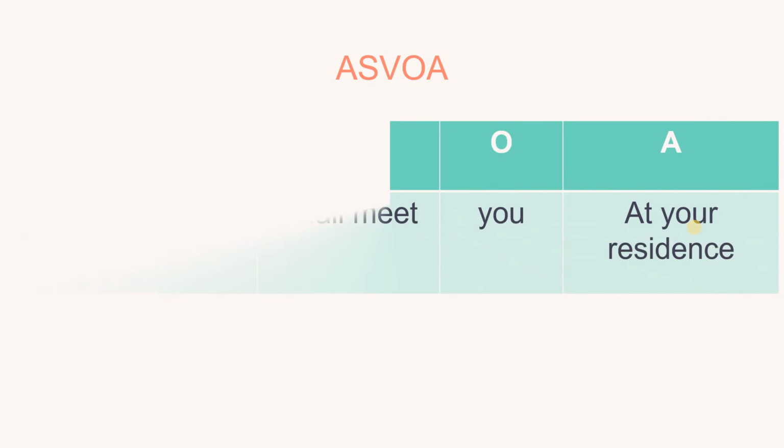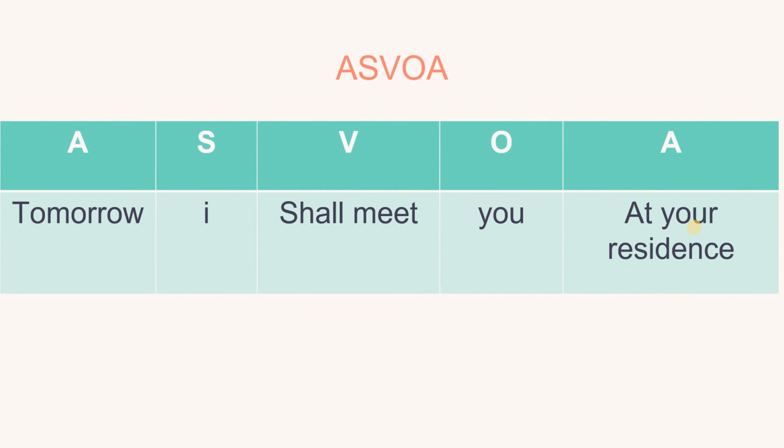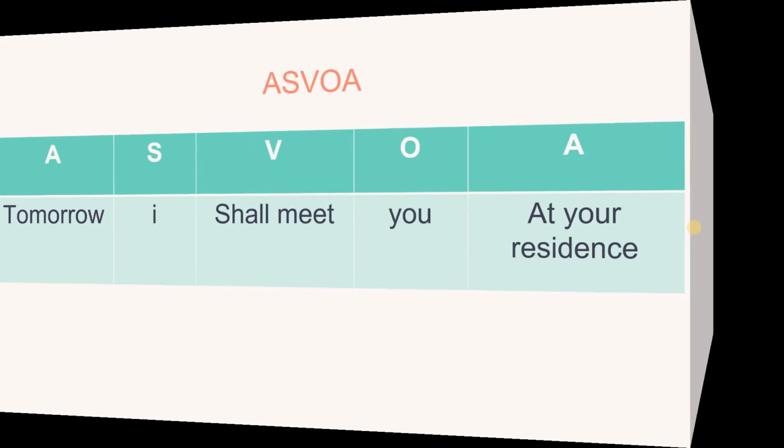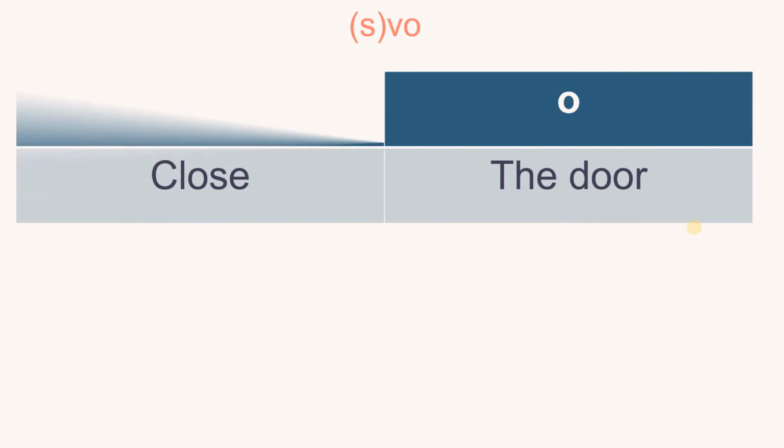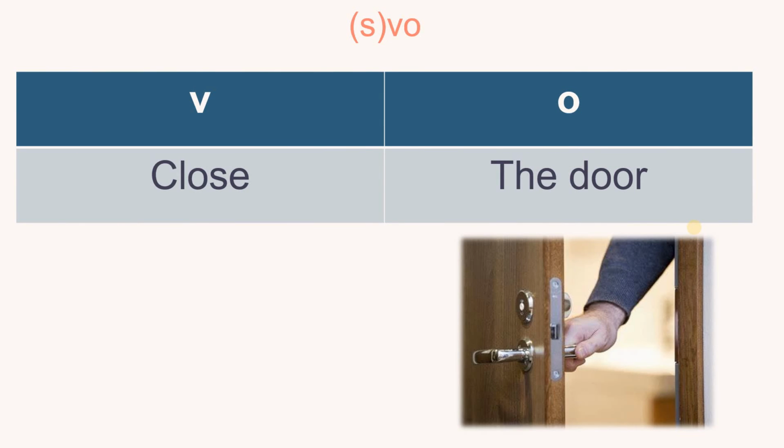ASVOA. Tomorrow I shall meet you at your residence. Tomorrow, that is the when, A. Subject I, shall meet verb, object you, adjunct at your residence. Now, in the next kind of sentence, the subject is hidden in commands. Close the door, open the window, so like this. So close is the verb, the door is the object.